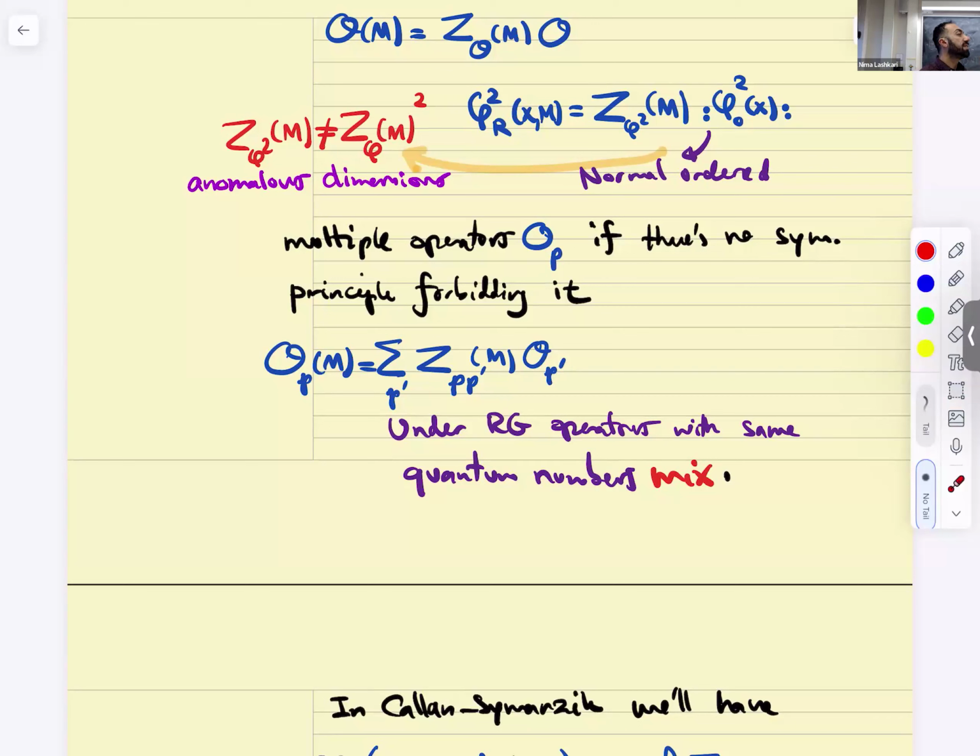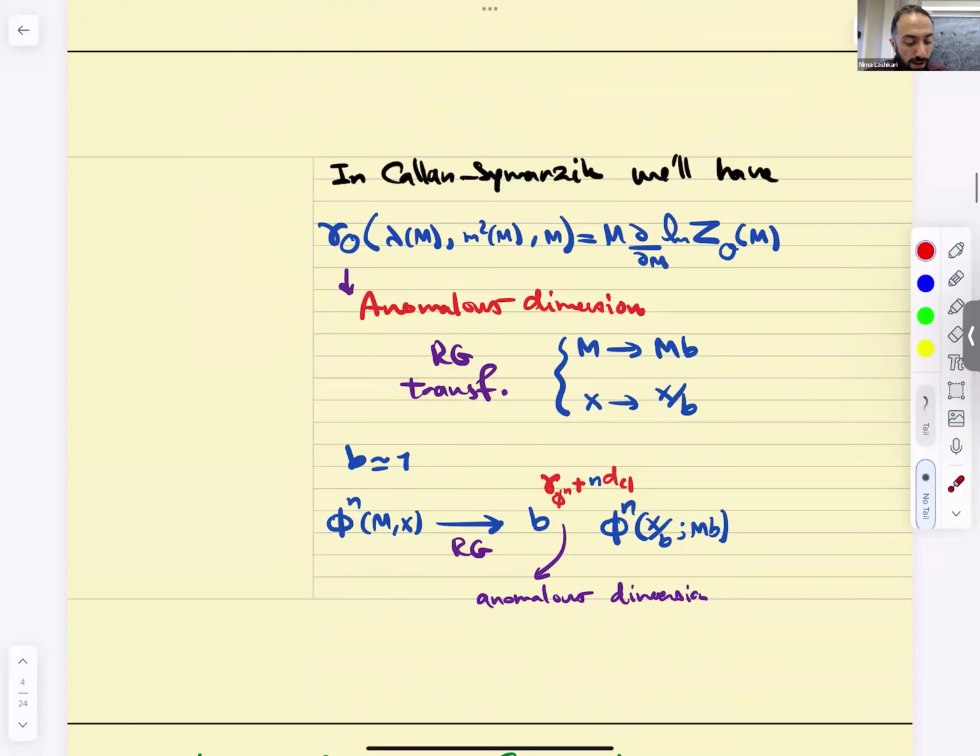Symmetry forbidding it means that they have different quantum numbers, right? They transform under different representations. Good? So from Callan-Symanzik, the lesson is that you could define gamma of O, the anomalous dimension, as m ∂/∂m of ln Z_O of m.